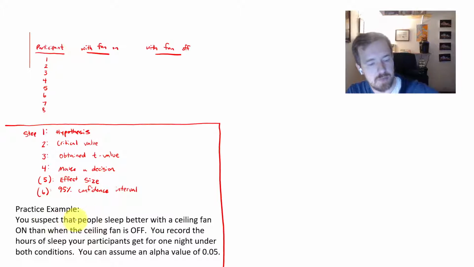So the practice example that you see here is you suspect that people sleep better with a ceiling fan on than when the ceiling fan is off. You record the hours of sleep your participants get for one night under both conditions. You can assume an alpha value of 0.05.